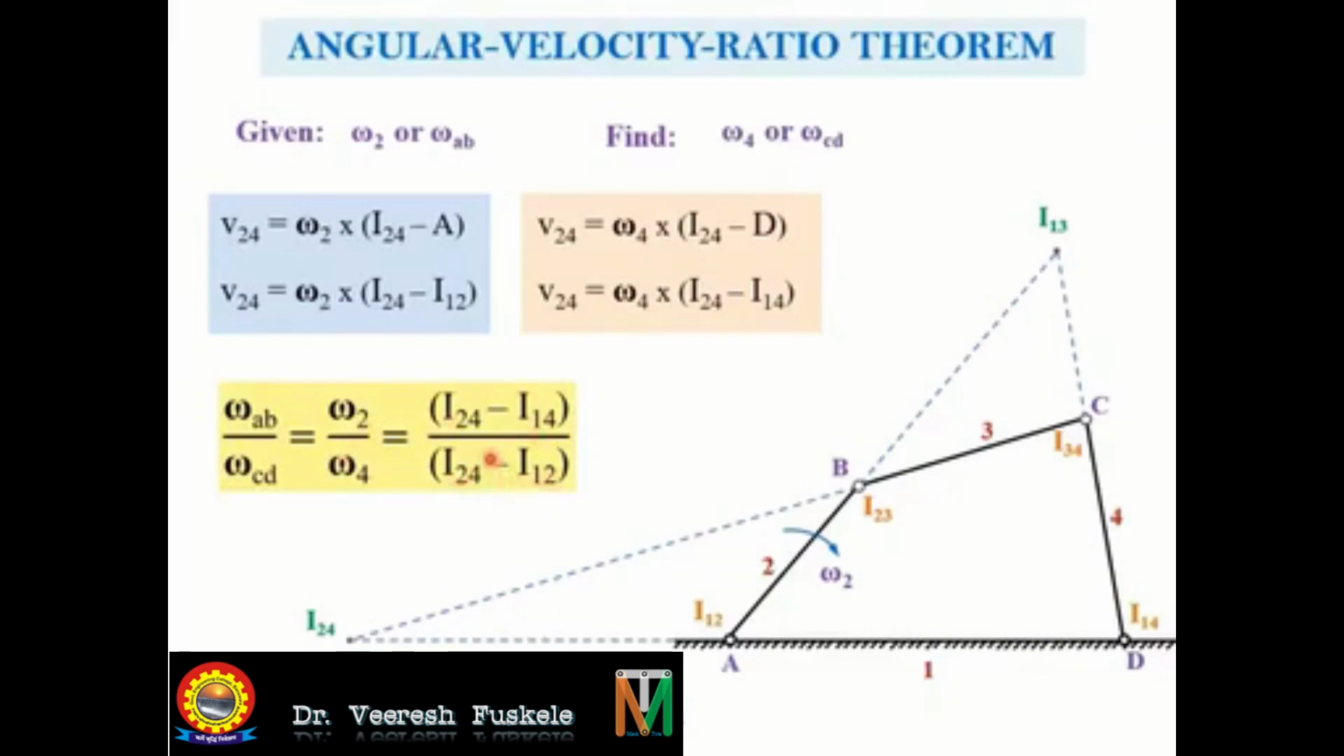So this is what we mean by velocity analysis of a mechanism. If the input angular velocity is given, we can obtain the relative instantaneous centers and use them judiciously to determine the unknown quantities from the known quantities.